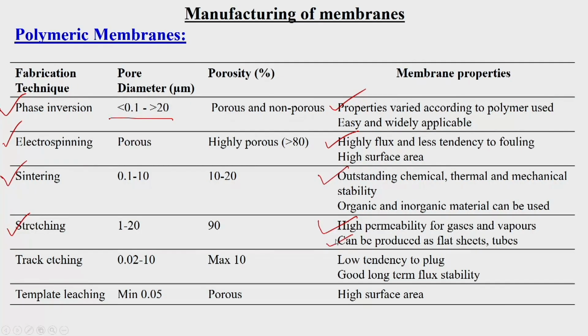For track etching, the pore diameter ranges from 0.02 to 10 micron, and maximum 10% porosity is observed. It has a low tendency to plug and good long term flux stability is observed. For template leaching, minimum pore size is observed like 0.05 micron, and it is highly porous and high surface area is available.